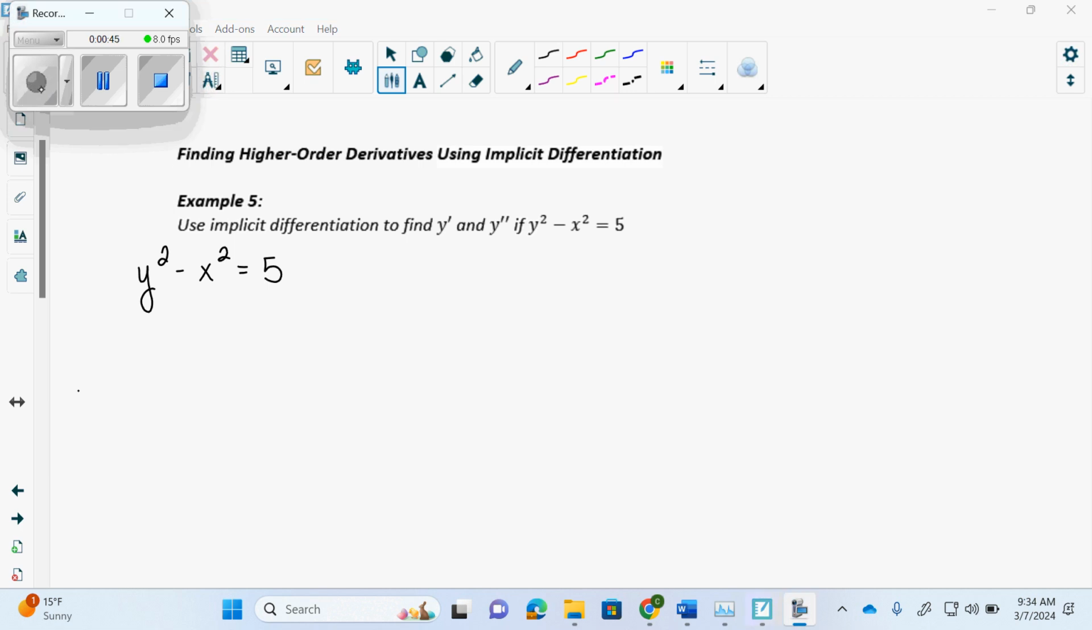So, y squared minus x squared equals 5. How do I do the derivative of y squared? 2y. Then what? dy over dx. Could I go y prime? I have to go y prime because it's asking me for y prime, not dy over dx, right? You have to do the notation that they ask you. I don't know why I wrote the y's differently, but I did. And then minus 2x equals 0.